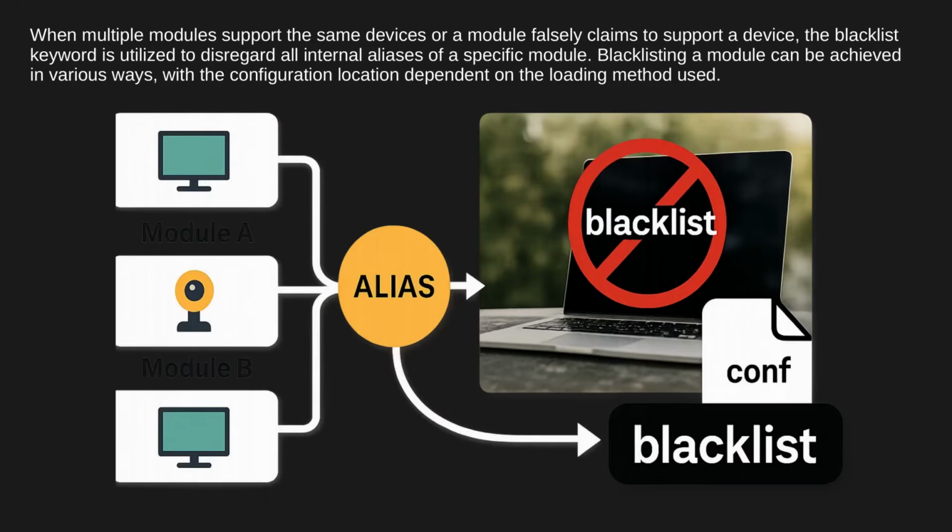When multiple modules support the same devices, or a module falsely claims to support a device, the blacklist keyword is utilized to disregard all internal aliases of a specific module. Blacklisting a module can be achieved in various ways, with the configuration location dependent on the loading method used.